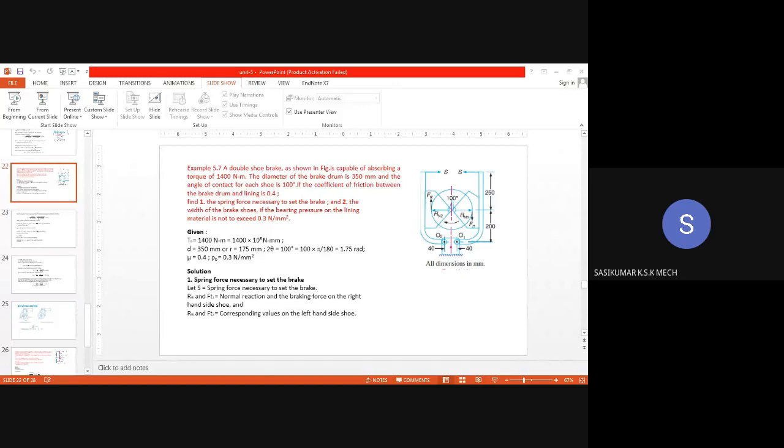So this is side 1 and this is side 2. So here FT2 is the tangential force on side 2. Similarly, Rn2 is the normal force. As usual, you must look at the given data.